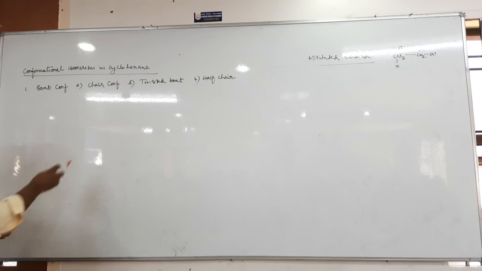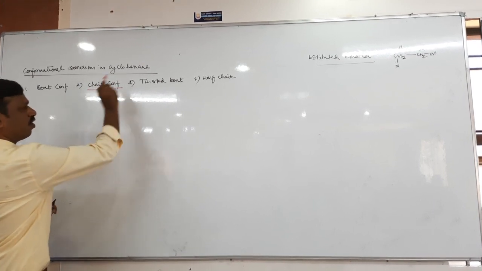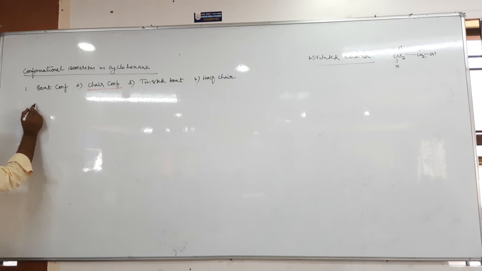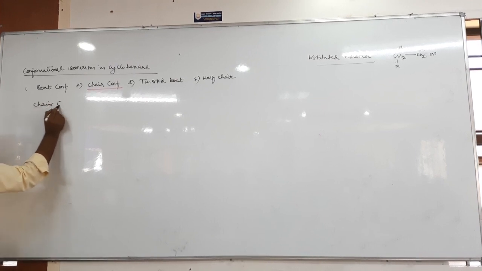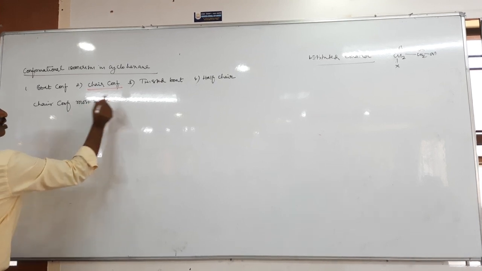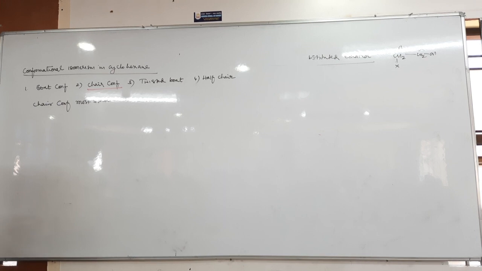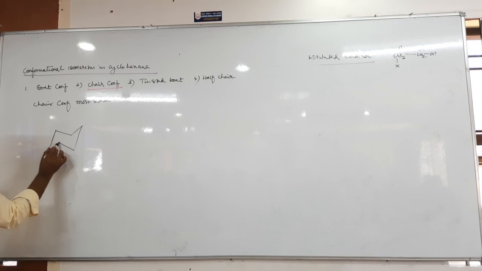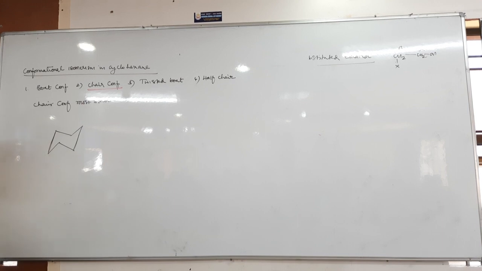But out of these, we will study only the chair conformation, not the remaining ones. We don't want them, because the chair is the most stable. Chair conformation is most stable, and it has the least energy. Then what is the chair conformation? See, the chair conformation can be written like this. This is the chair conformation.